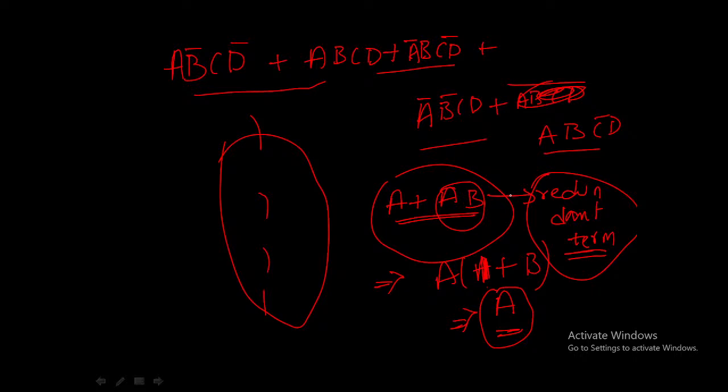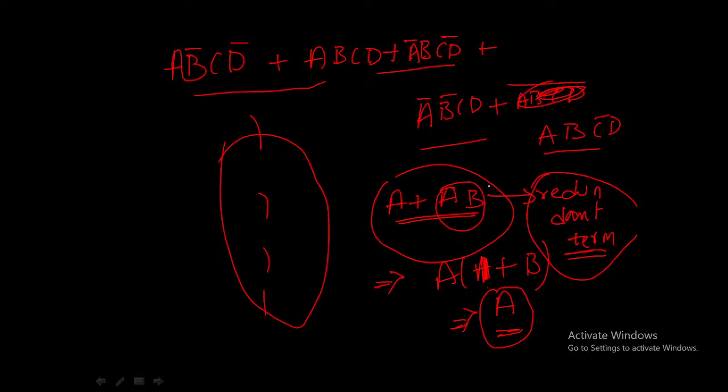This type of redundant terms can also be solved using K maps easily. Without solving these equations step by step, we can easily find these redundant terms with the help of K maps. That is how we are going to use K maps for solving redundant terms also.